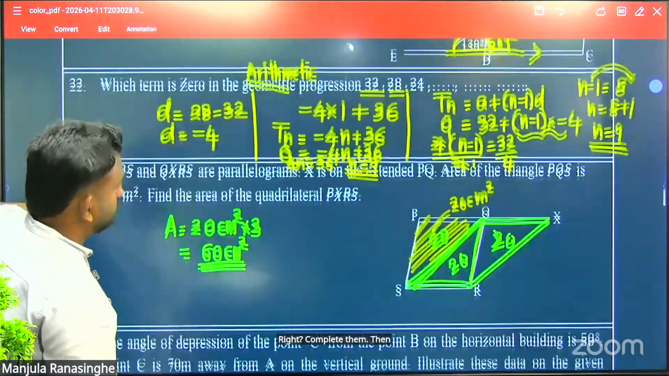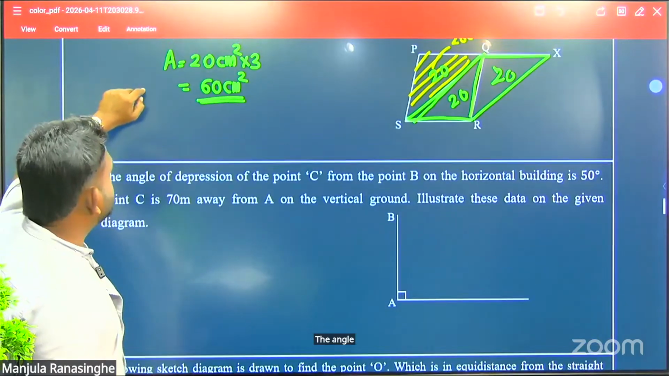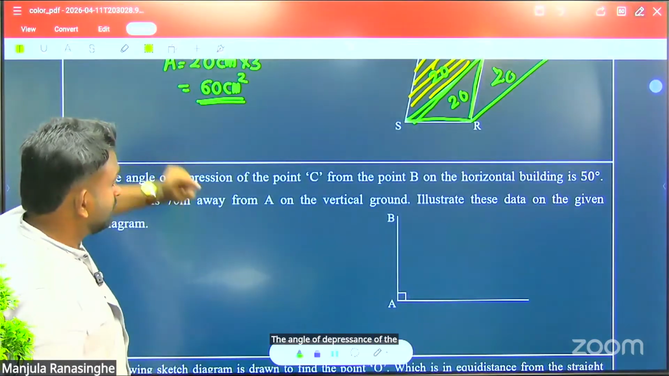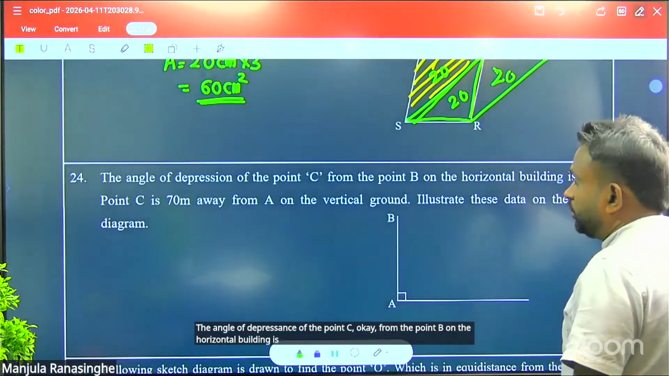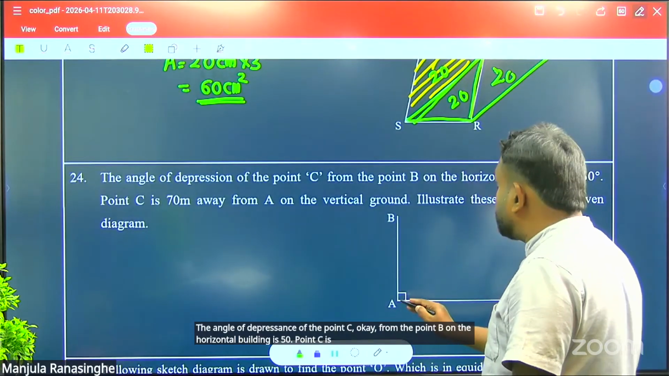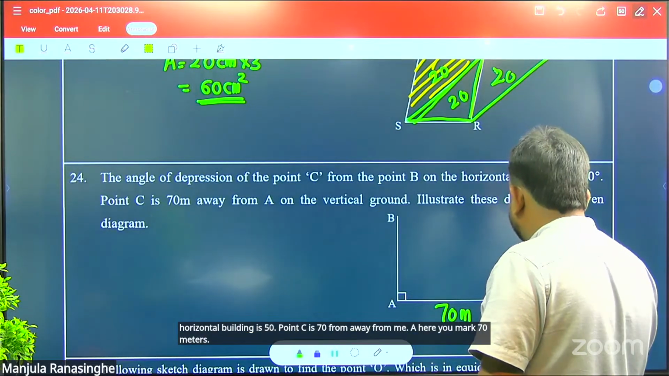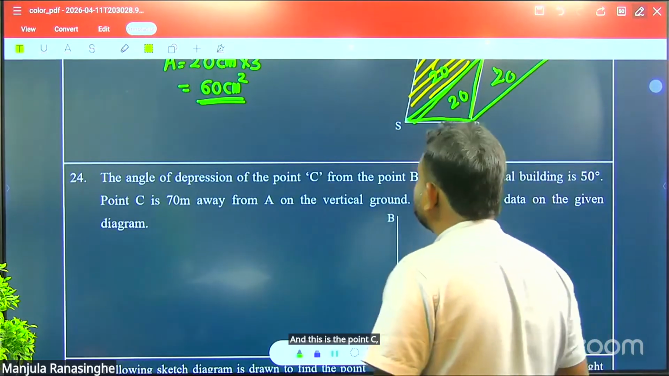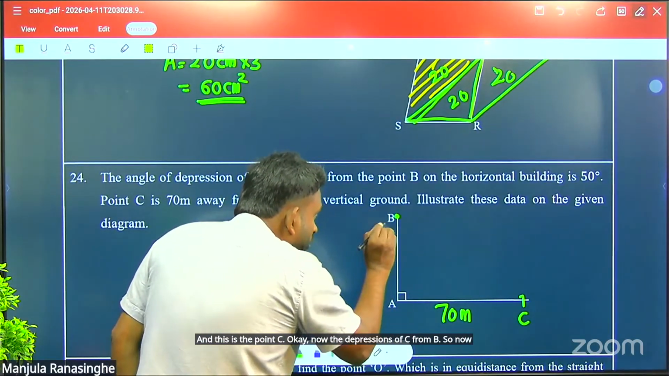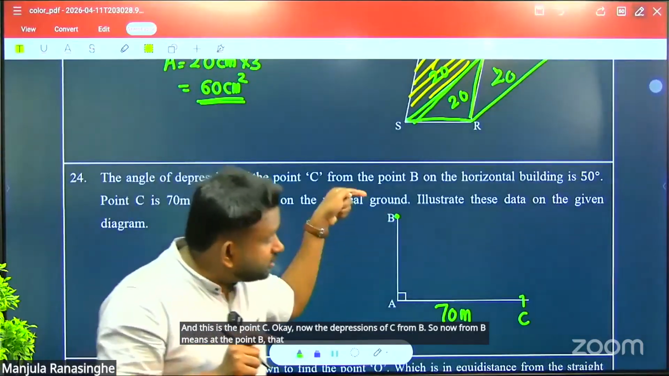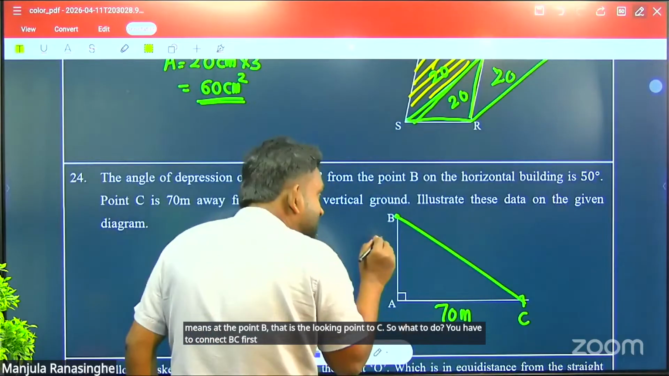Then we are moving to question number 24. The angle of depression of the point C from the point B on the horizontal building is 50 degrees. Point C is 70 meters away from A. Here you mark 70 meters, and this is the point C. Now the depression of C from B. So at the point B, that is the looking point to C. So what to do? You have to connect BC first.